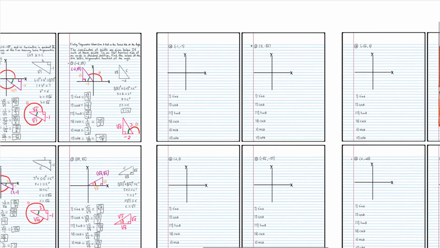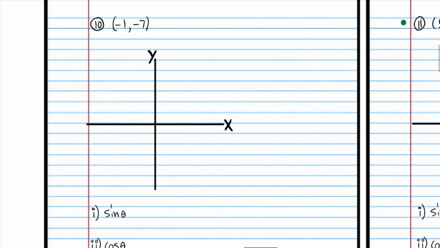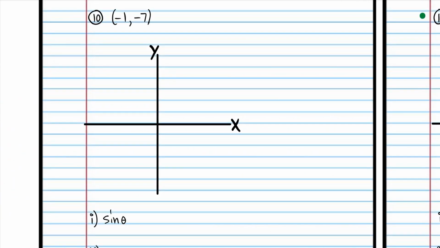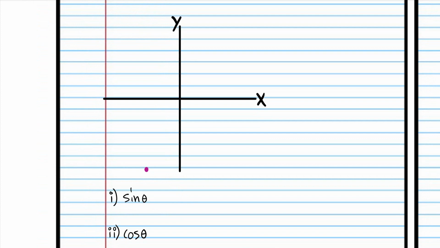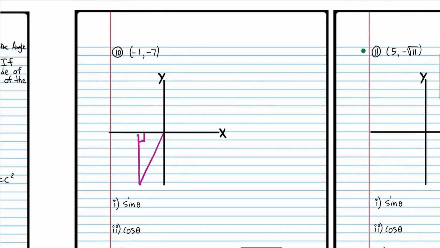We haven't done a problem where theta has terminated in the fourth quadrant yet. Actually in the third quadrant. This one's going to terminate in the third quadrant, so we're going to go out 1 and down 7. So maybe it'd be about here. Again, this doesn't have to be exact. So we're going to make that point -1, -7.